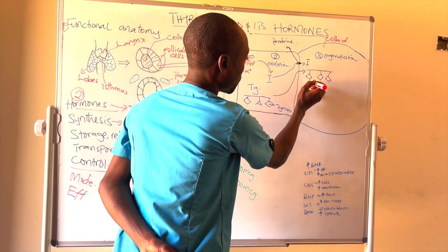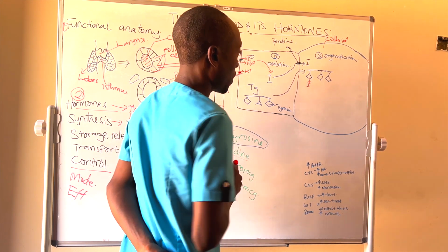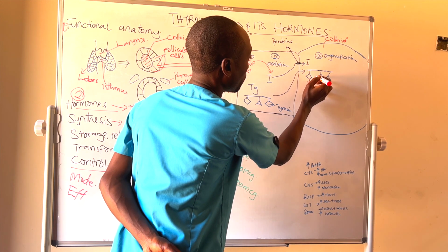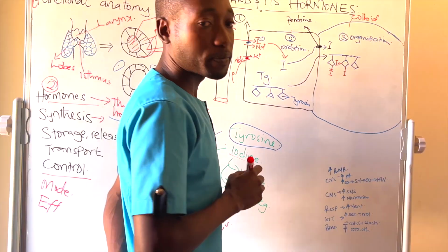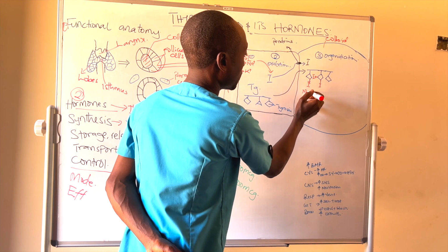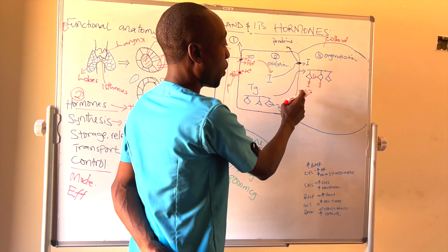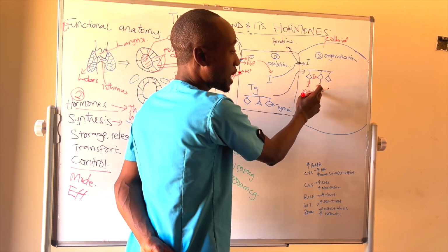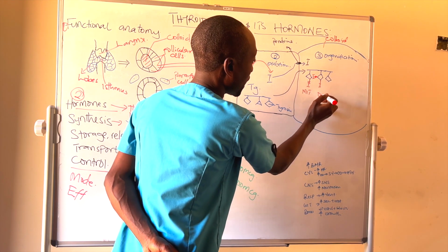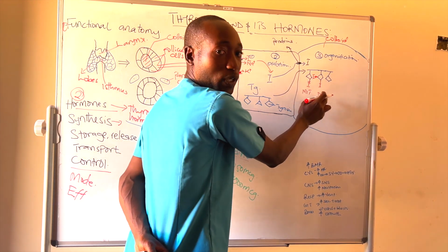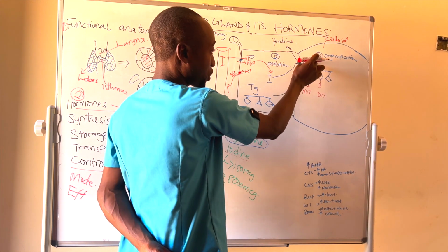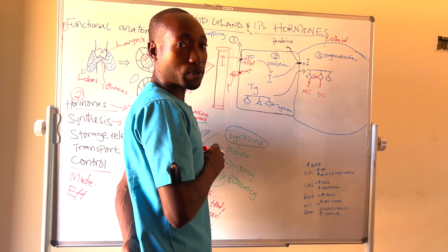This is our tyrosine molecule. We can add one iodine, or we can actually put two molecules of iodine. The one that has one iodine we call MIT, monoiodotyrosine. The one that has two iodine molecules, remember here we've attached two, we call this DIT, diiodotyrosine. So this is the third step, organification, addition of iodine to tyrosine molecules or residues.